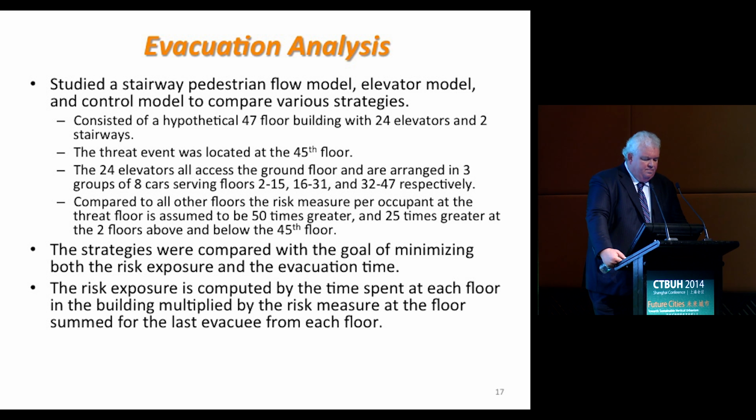The model consisted of a hypothetical 47-story building, 24 elevators, and 2 stairways. And there's a threat on the 45th floor. The 24 elevators all access the ground floor, and they're divided into a low-rise, mid-rise, and high-rise group. And what we've done is assign the risk measure per occupant at the threat floor to be 50 times greater than non-threat floors and 25 times greater at the 2 floors above and below the threatened floor, the 45th floor.